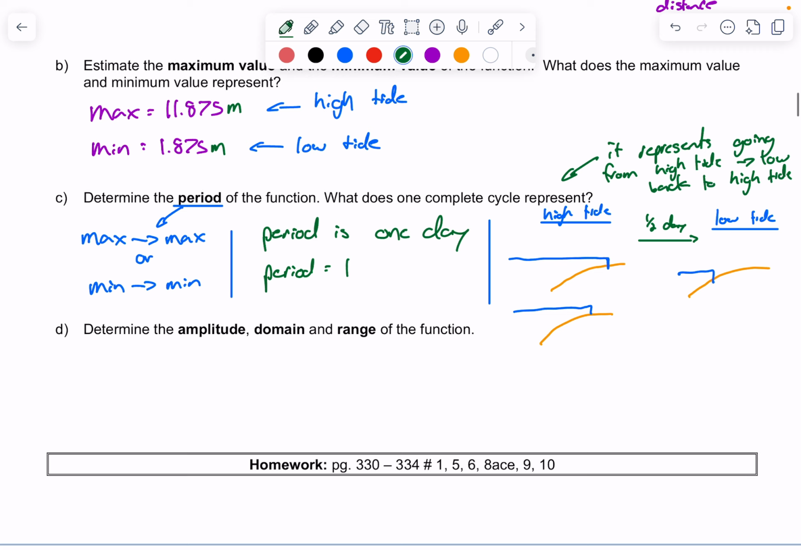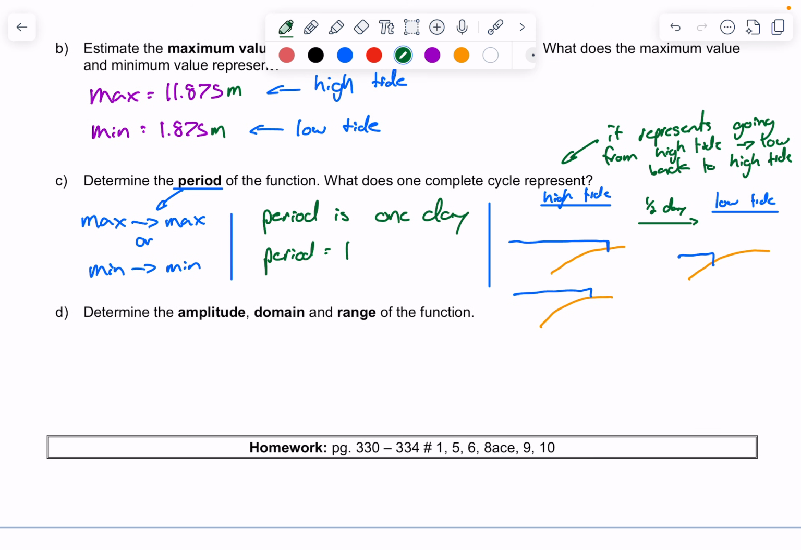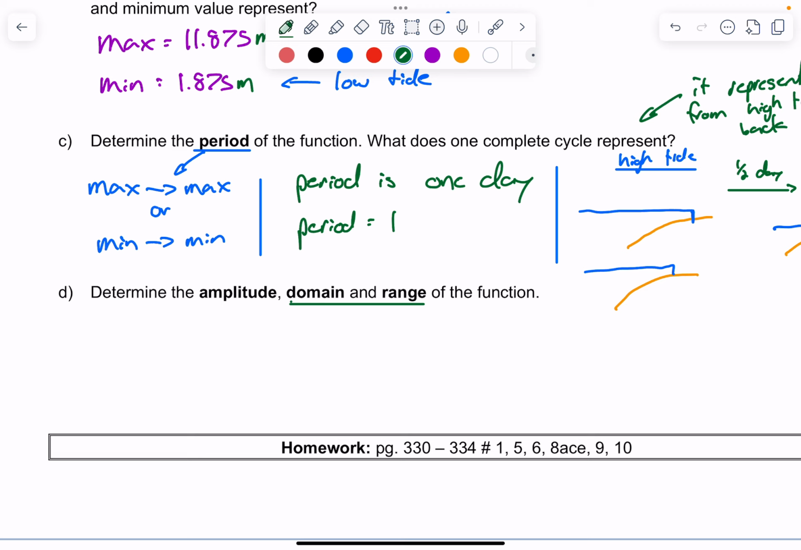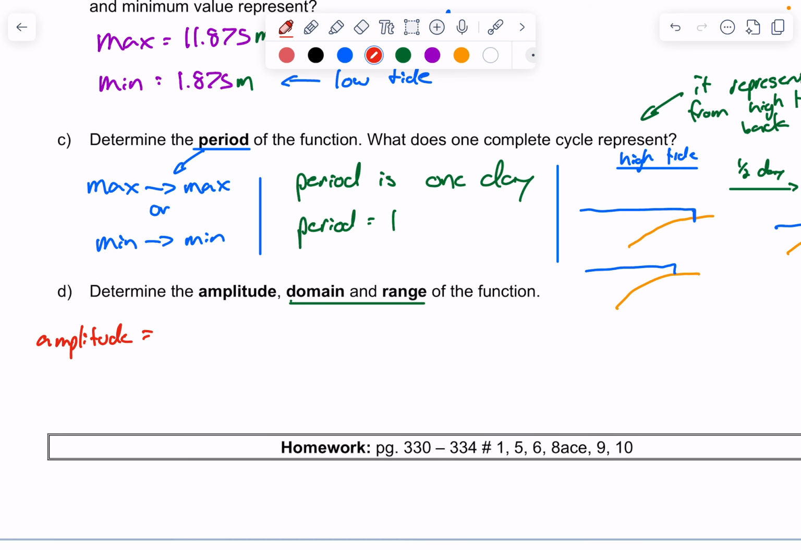So determine the amplitude, domain, and range. Ooh, we haven't dealt with these in a while. All right, let's talk about them again. But first, amplitude. Amplitude is the halfway distance, so max minus min, divided by 2, between your max and your min.